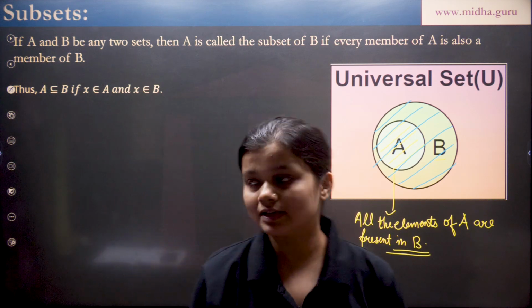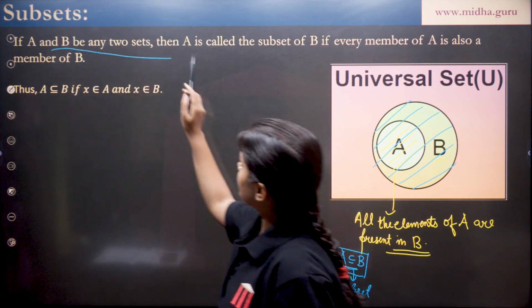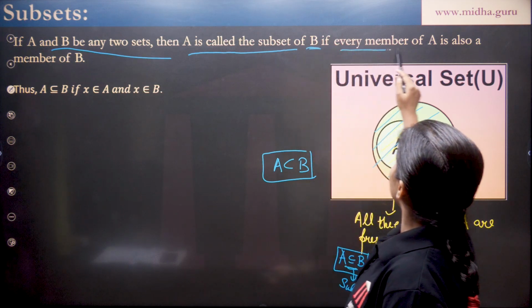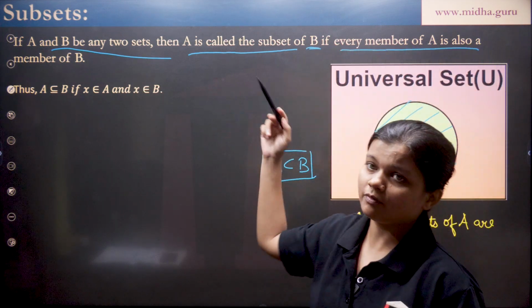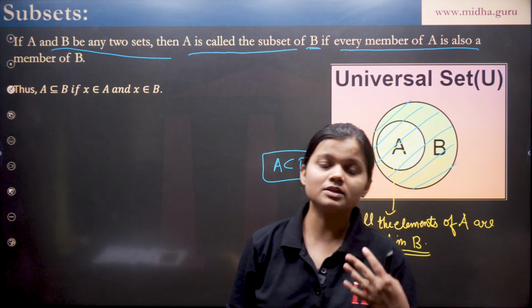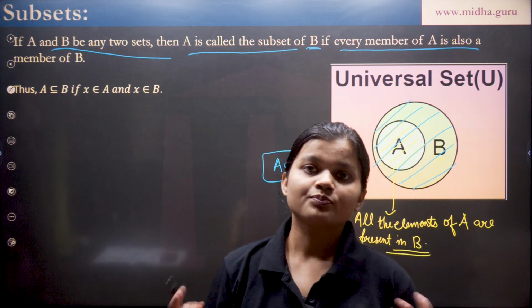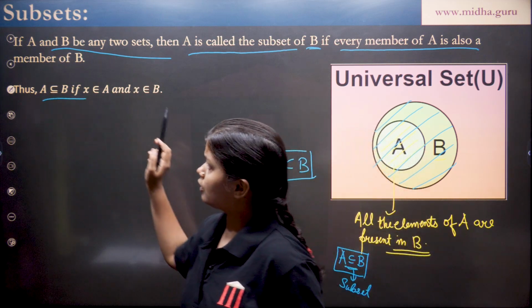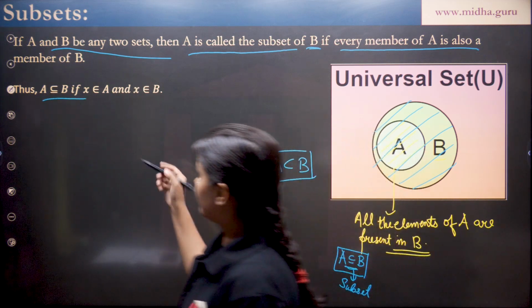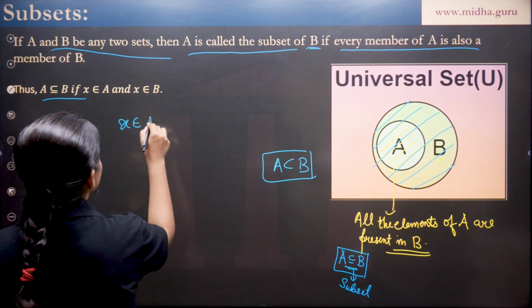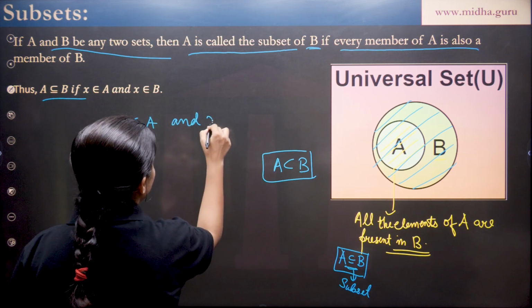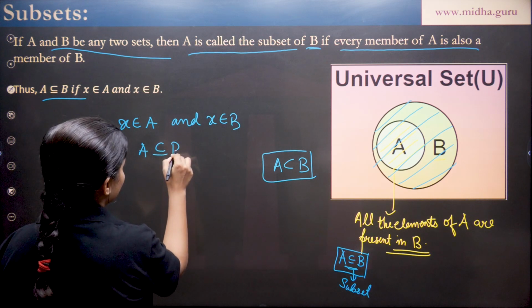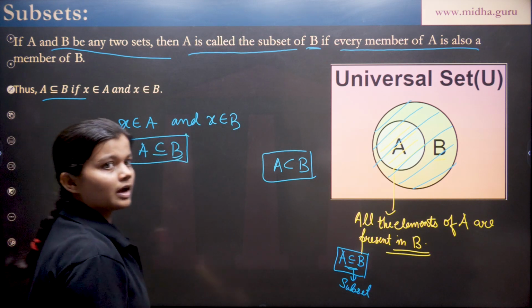So subset is, if A and B are any two sets, then A is called the subset of B if every member of A is also a member of B. It means every element of A is present in the set B, then we can say that A is subset of B. Or we can write, if X belongs to A and X belongs to B also, then we can write A is a subset of B. I hope this is clear.